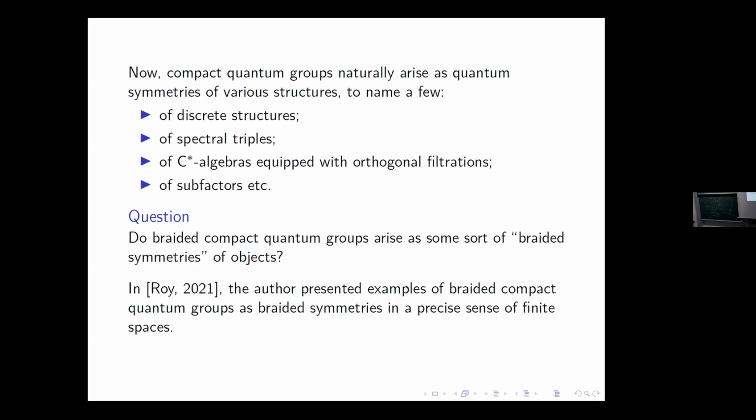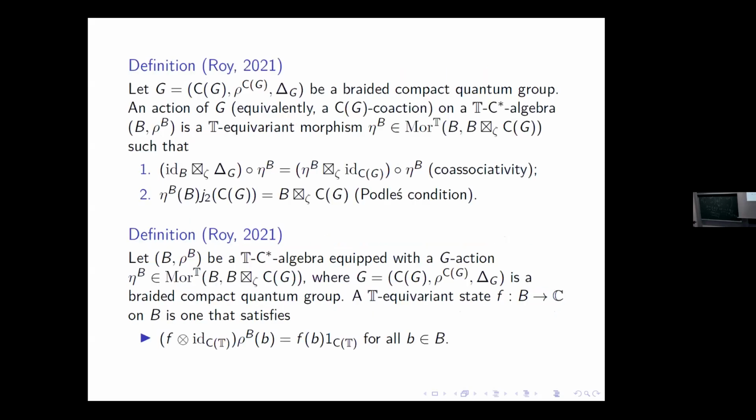In a recent preprint last year, Roy provided some examples of braided compact quantum groups which arise as braided symmetries in a precise sense, which can be defined for finite spaces, so finite dimensional commutative as well as non-commutative C-star algebras. So we will be seeing that. We could also produce examples of braided compact quantum groups that arise as braided symmetries of graph C-star algebras, which we now proceed to review. We need a few more definitions before that.